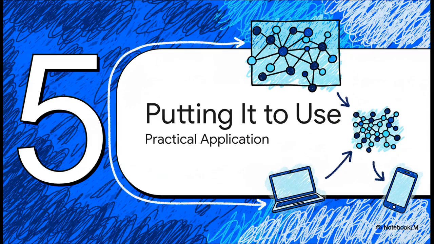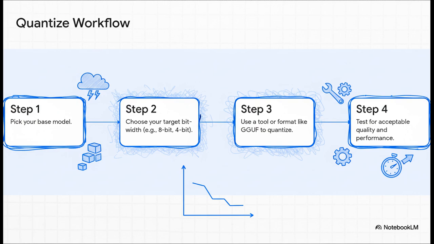Okay, so we get the what, the why, and the big trade-off. So how do you actually put this into practice? Let's just walk through a really simple mental model for how you can apply this to your own work. It really just boils down to these 4 steps. First, you pick the awesome, high-quality base model you want to work with. Second, you decide on your target bit width. Are you going for 8-bit, 4-bit? That's based on the speed versus quality trade-off we just talked about. Third, you use a tool or find a pre-converted model in a format like GGUF. And finally, and this is without a doubt the most important step, you test it. You have to make sure the performance and the quality are good enough for your specific use case.